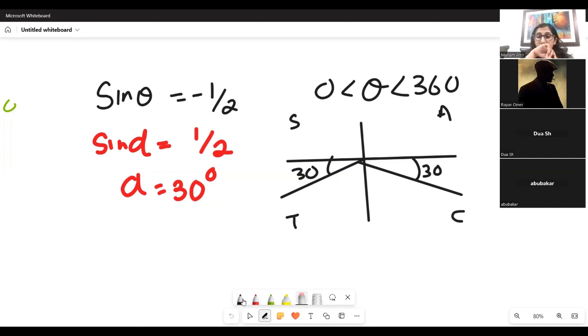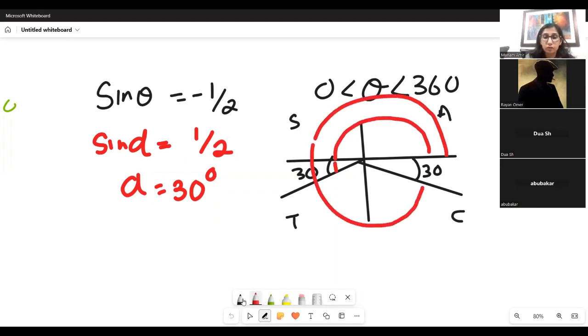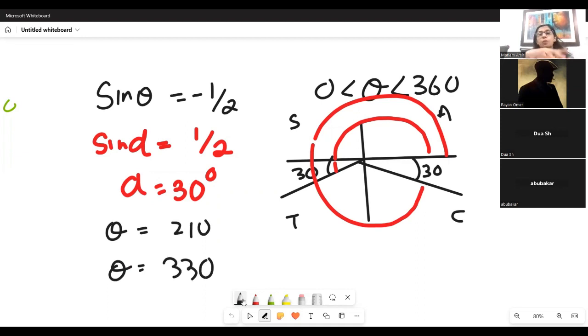Achha. So now let's find the angles. Just read the angles from the positive x-axis. This would be one of the answers and this would be the second answer. So what are the values of theta here? Miss, 330 or 210? Theek hai. 330 and 210. 180 plus 30 is 210 and 360 minus 30 is 330.